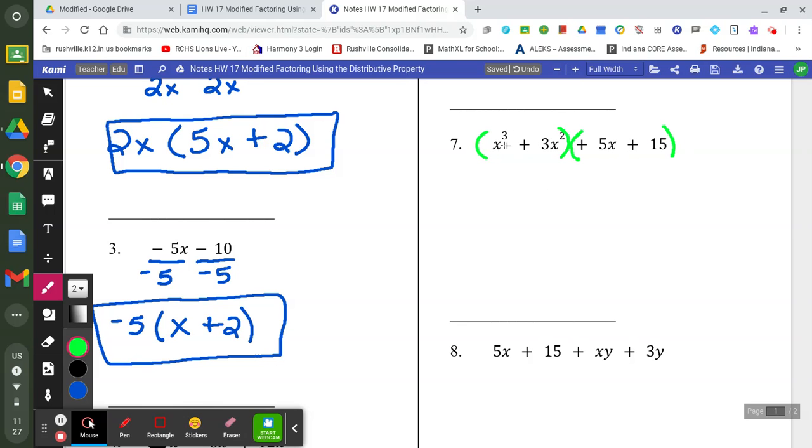So I'm just going to do the GCF of the first set. So x to the second is the smallest exponent between those two. So x squared is the greatest common factor for those first two. Then I have to do my dividing. So x cubed divided by x squared is x. 3x squared divided by x squared is plus 3. And then I have to move on to my second set.